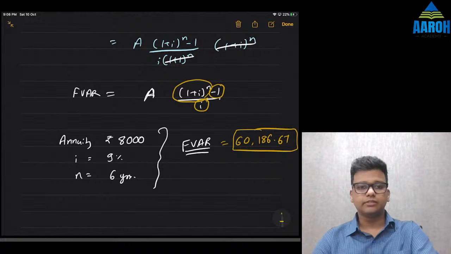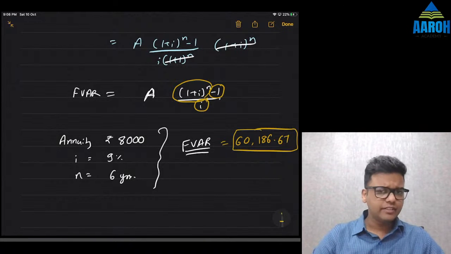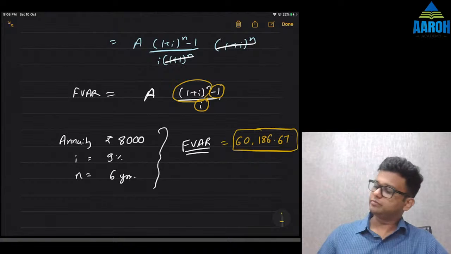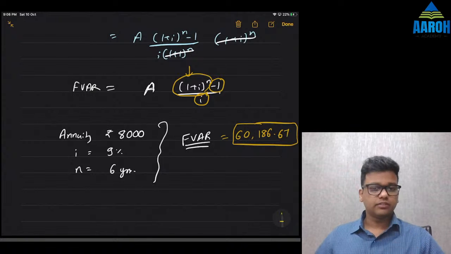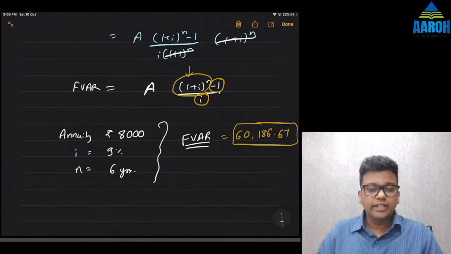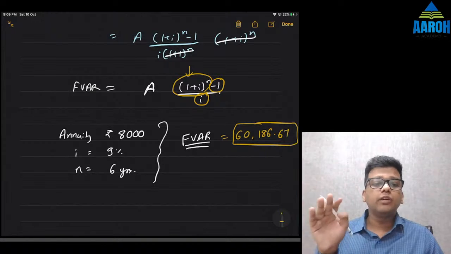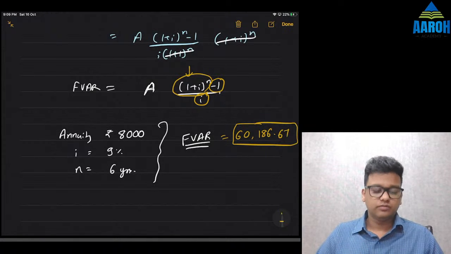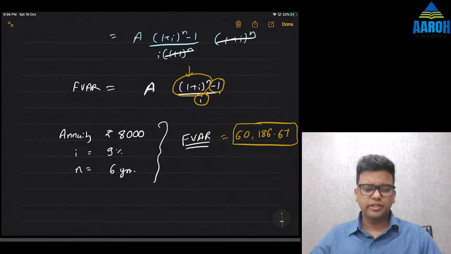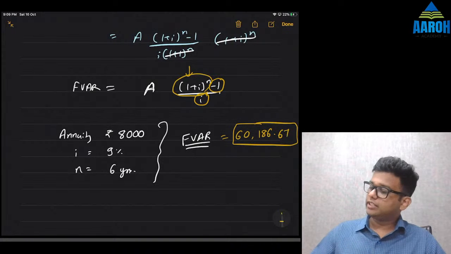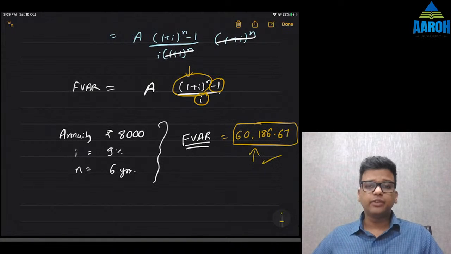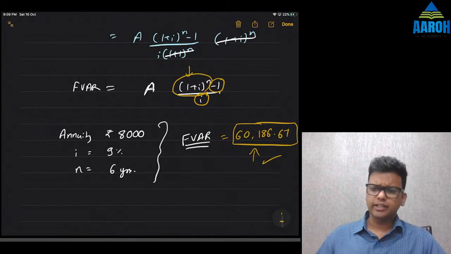Let me know if you have got this. If yes, that is very good. Otherwise, I'll explain once again for those who have not understood. 1 plus I raised to n first. So 1 plus I means 1.09 raised to 6. So into and equal to 5 times. Then minus 1, divided by I means 9% or 0.09, and multiplied by A, which is 8,000. That should give you 60,186. Fine, correct, very good. I hope all of you have got it.